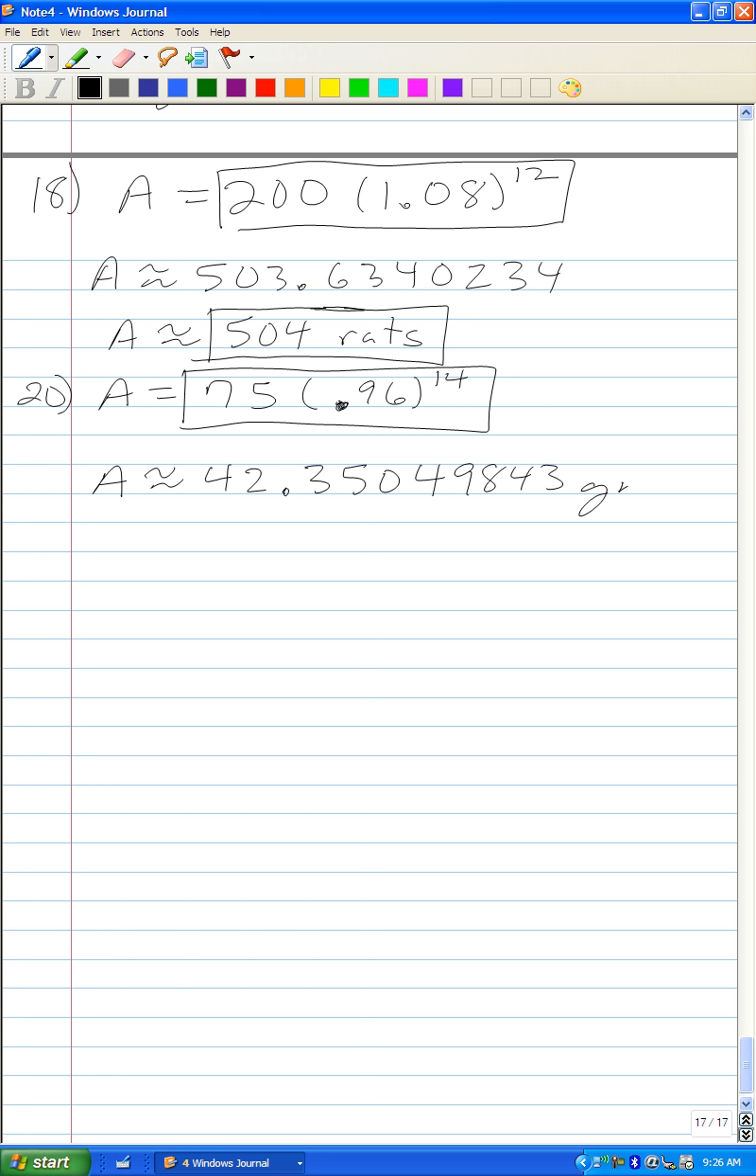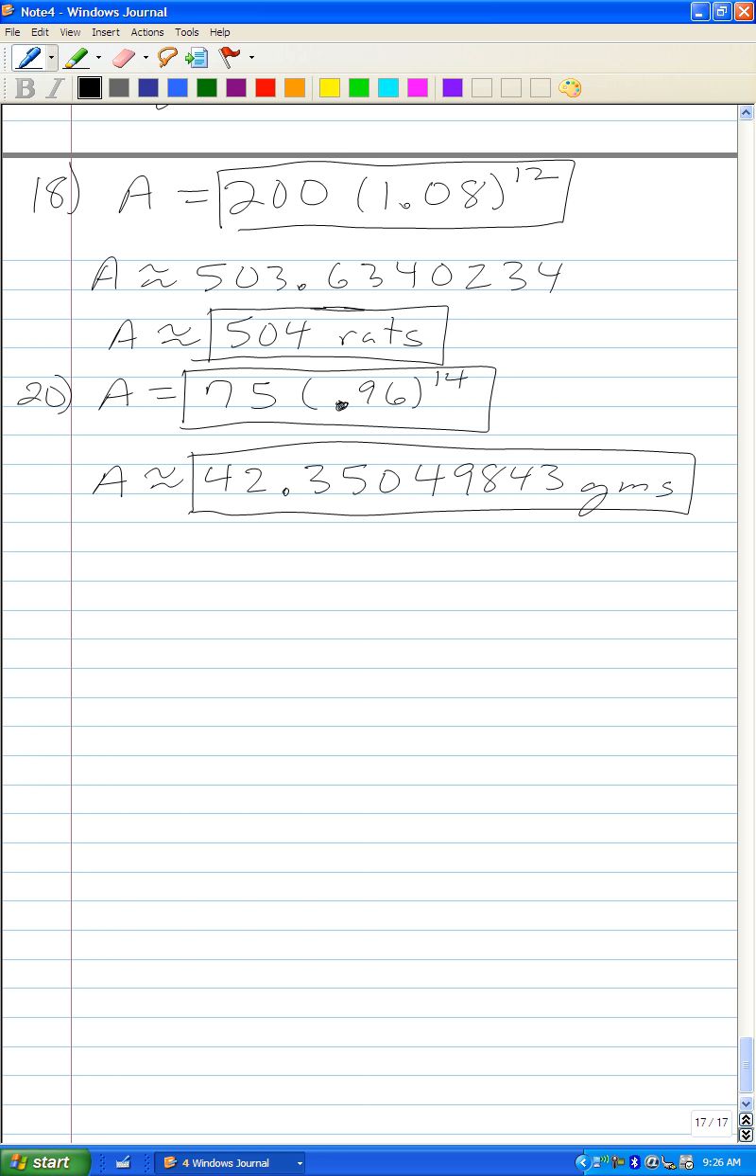42.35049843 grams. So it's approximately 42.35 grams. Okay. Let me do, I guess that finishes off section 9.4.